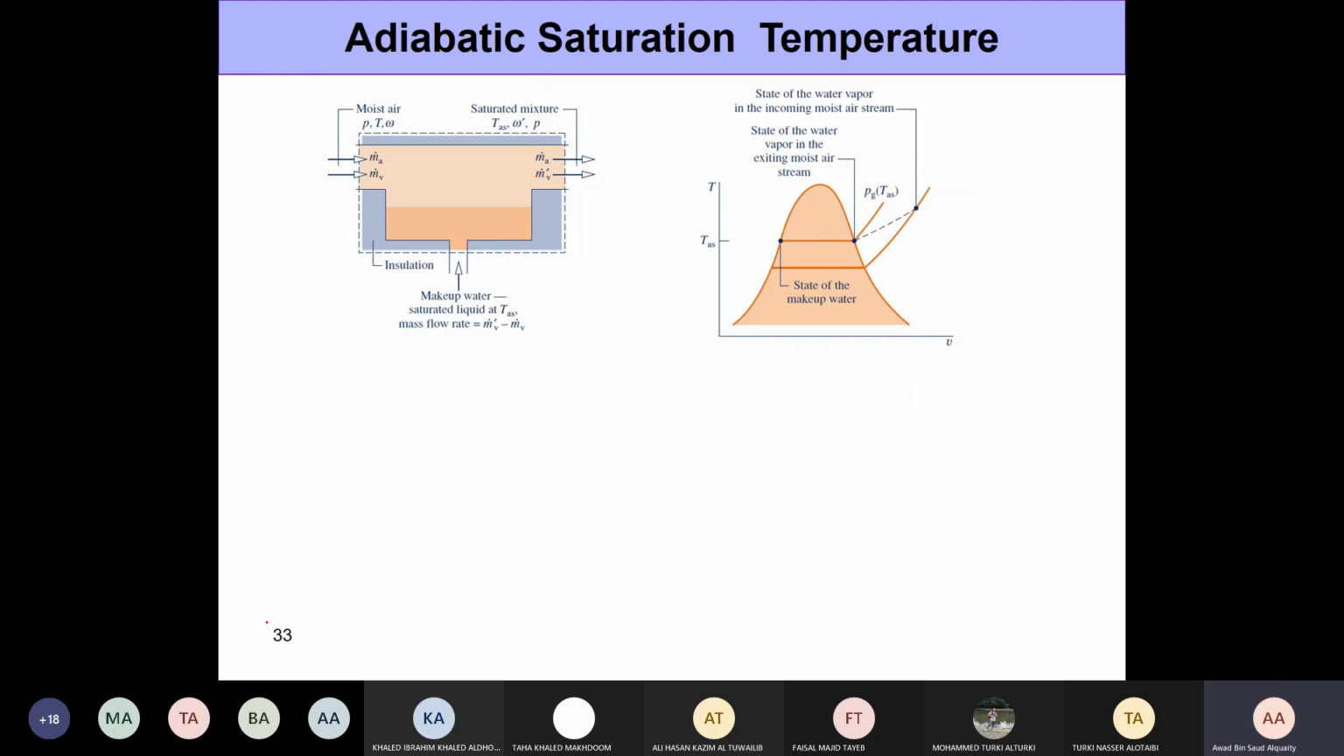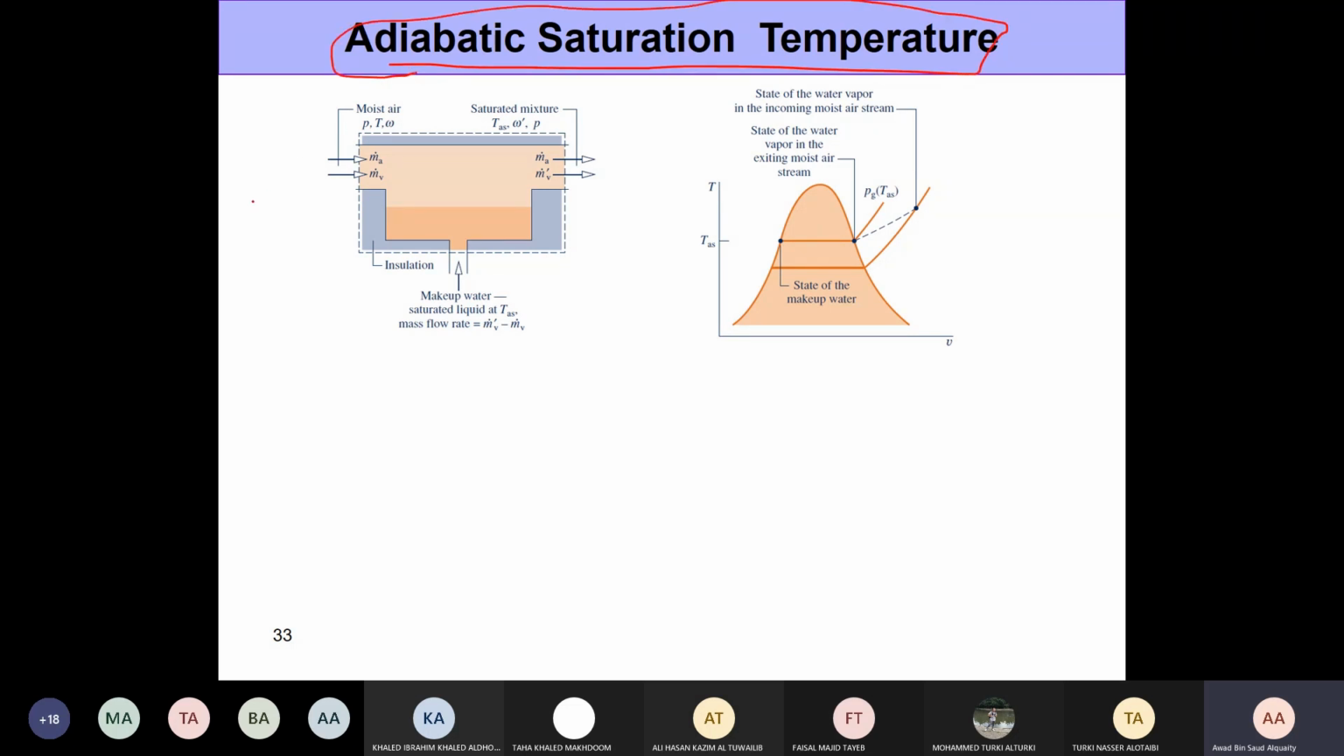Okay, so now let's talk about some more definitions. We're going to talk about a few more definitions even after the adiabatic saturation temperature. So let's first look at adiabatic saturation temperature and why do we actually need this temperature? Why do we need to define it?